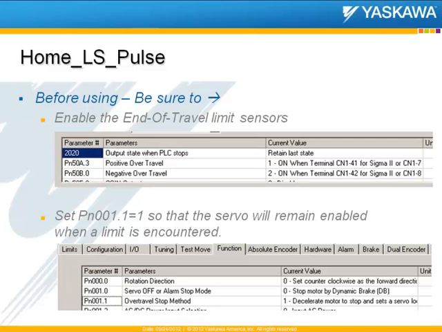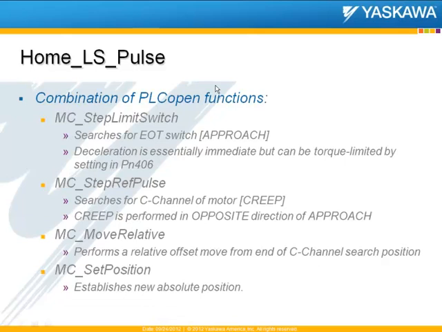So you'll find that inside here, it's really a combination of PLC open functions in a sequence. First, it uses a MC step limit switch to go find the limit. And the deceleration, as you'll see from the trace that I show you, is essentially immediate, but it can be torque limited if you need by setting a value in parameter 406. Then it'll move on to an MC step ref pulse, which is searching for the C channel. That's the creep part of this function. And the creep for this function block is always performed opposite direction of the approach or the search for the limit switch. Then it does a MC move relative, and then finally it sets the position for your new absolute position.